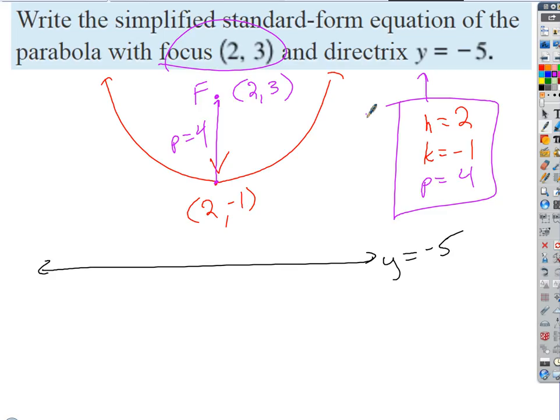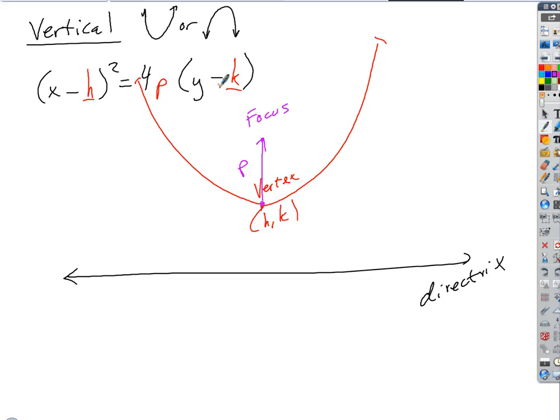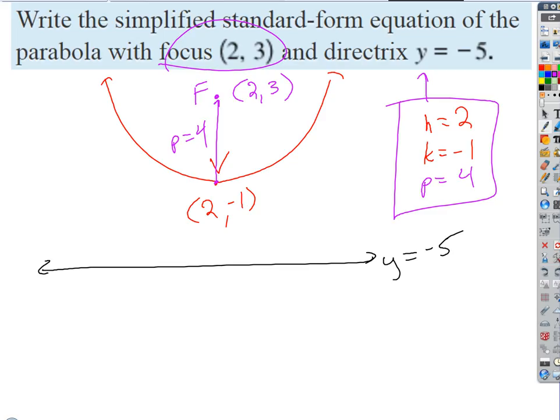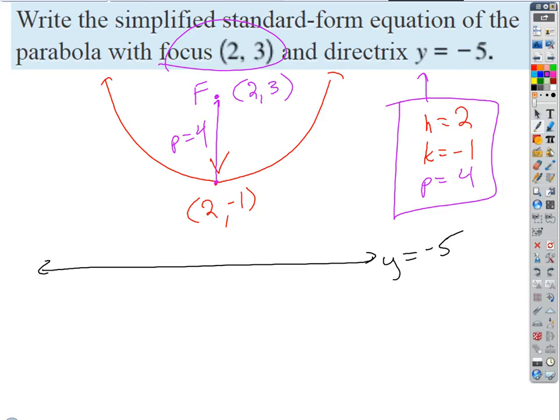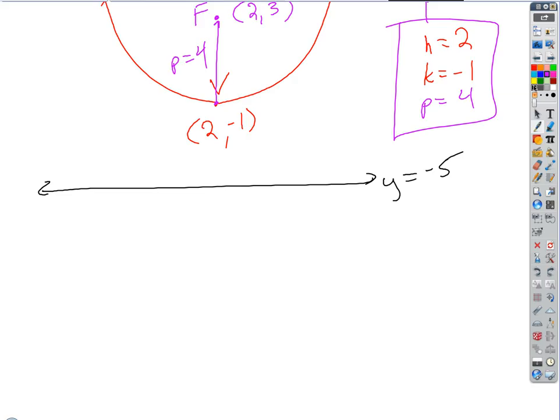All we've got to do is just plug those into our standard form, right? And that's it. Standard form for a vertical parabola. Okay, so I know I'm probably oversimplifying this, but let's just take this slow here. So we've got x is the variable that's being squared because it is a regular vertical parabola. So we get quantity x minus h squared equals 4p times y minus k. We just plug that stuff in.